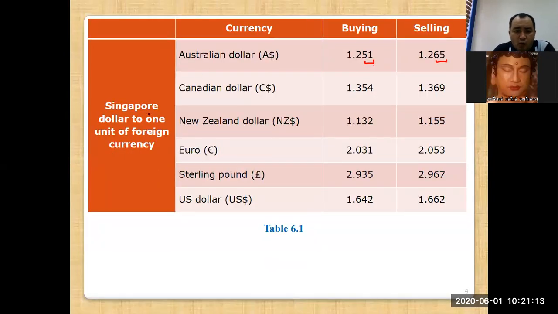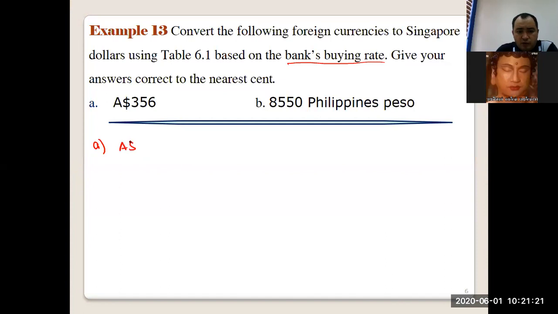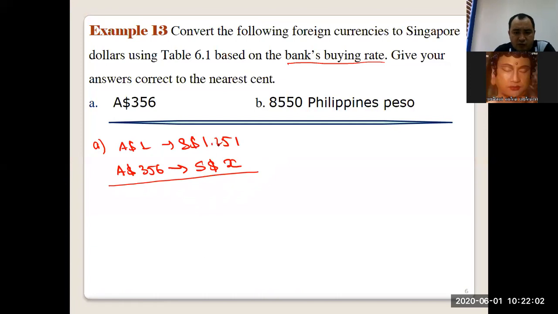See here in the first row, 1 Australian dollar equals 1.251 Singaporean dollars. So the bank buys 1 Australian dollar for this much. The question is, if you have 356 Australian dollars, how much do you get in Singaporean dollars? Let's say it is X. This is how we solve these problems. 1 Australian dollar equals 1.251, that is a buying rate, and you have this much Australian dollars. The question is how many Singaporean dollars can you get for this.